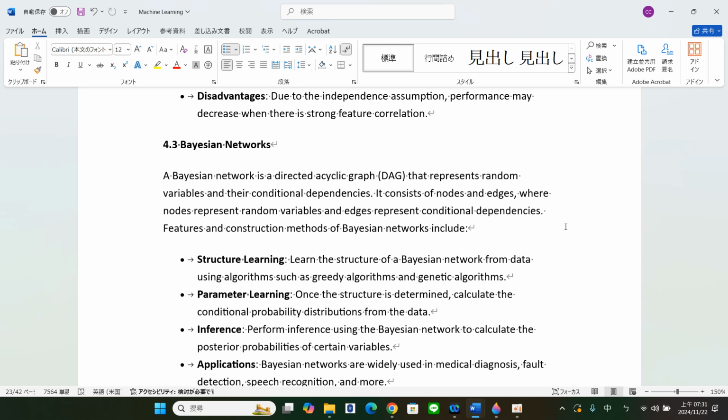Learn the structure of a Bayesian network from data using algorithms such as greedy algorithms and genetic algorithms. Parameter learning. Once the structure is determined, calculate the conditional probability distributions from the data. Inference: perform inference using the Bayesian network to calculate the posterior probability of certain variables. Applications. Bayesian networks are widely used in medical diagnosis, fault detection, speech recognition, and more.